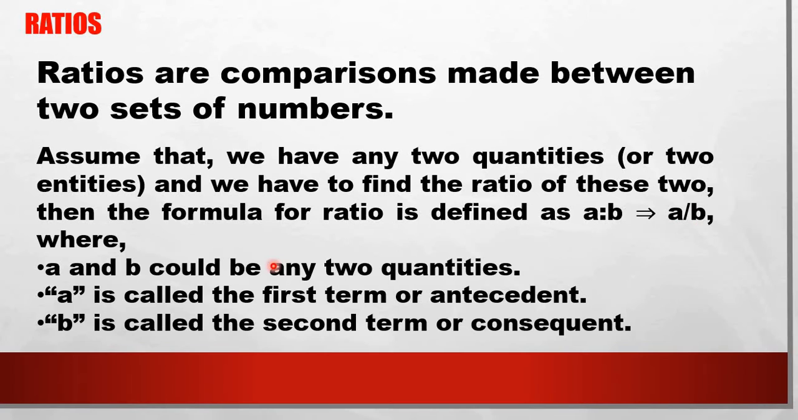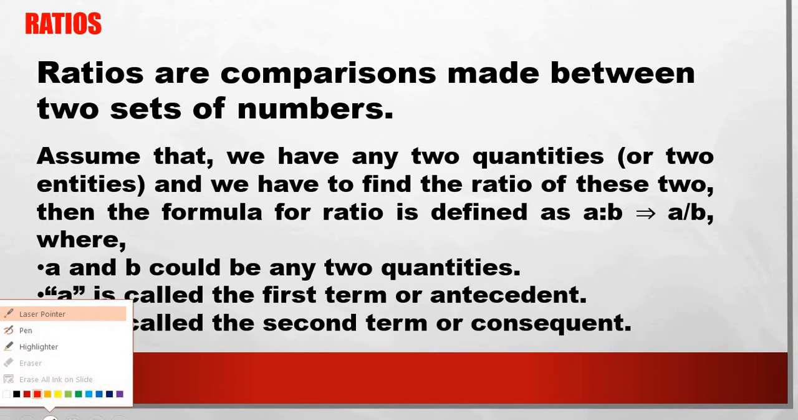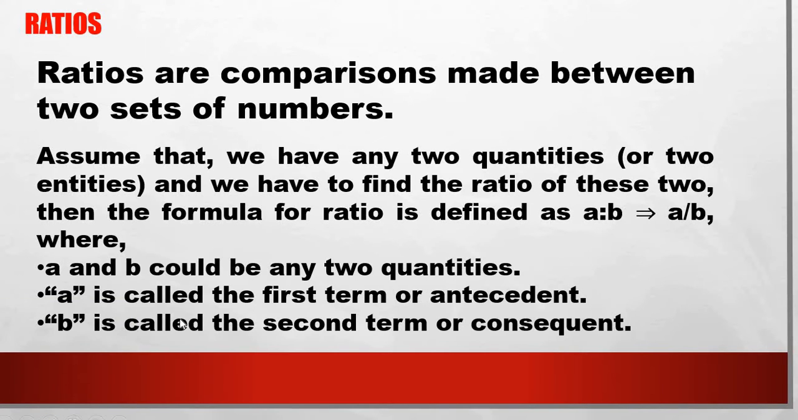A over B. So A here is my first term and it's called the antecedent. And B is the second term and it's called the consequent. So we'll be going through this, and by the time we are done, you will know what ratio is all about. In our next part, we'll look at an example.